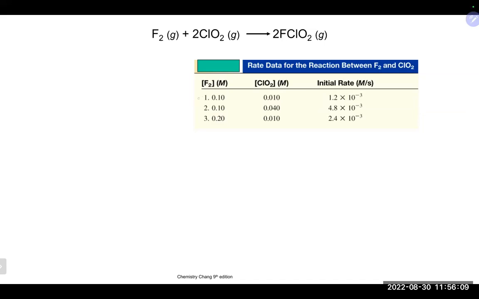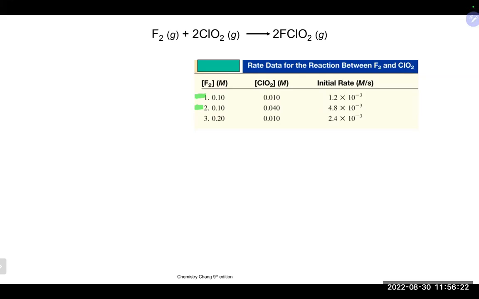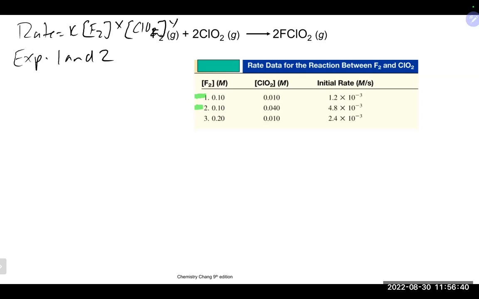And very easily, I could see that obviously here, the first and the second one will keep the F2 concentration basically constant, and it will vary obviously the other one. So that's what I'm going to focus in on here first. I'm going to look at experiments 1 and 2. If I were to start with just the generic rate law, it would be the rate is equal to K times the concentration of F2 to the X and ClO2 to the Y in this case.